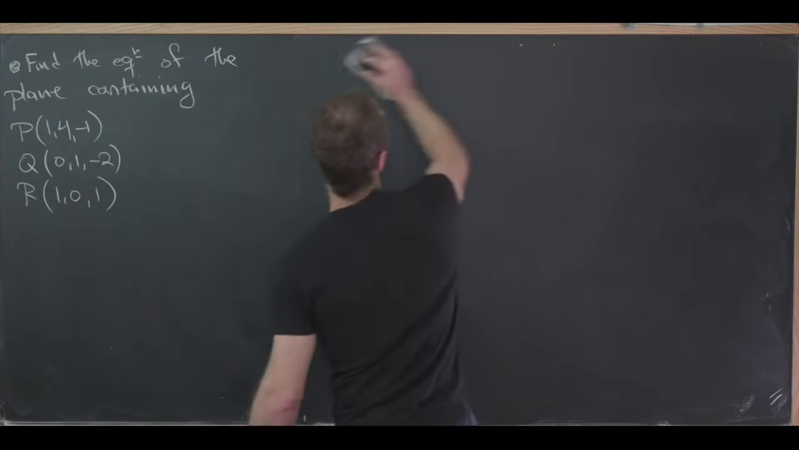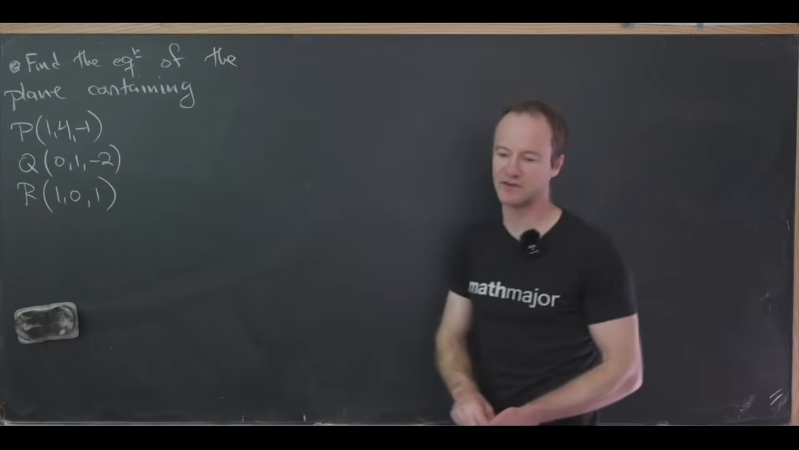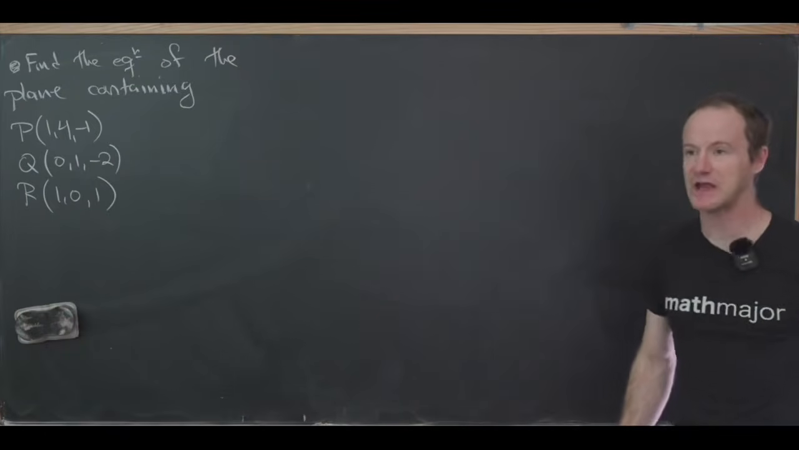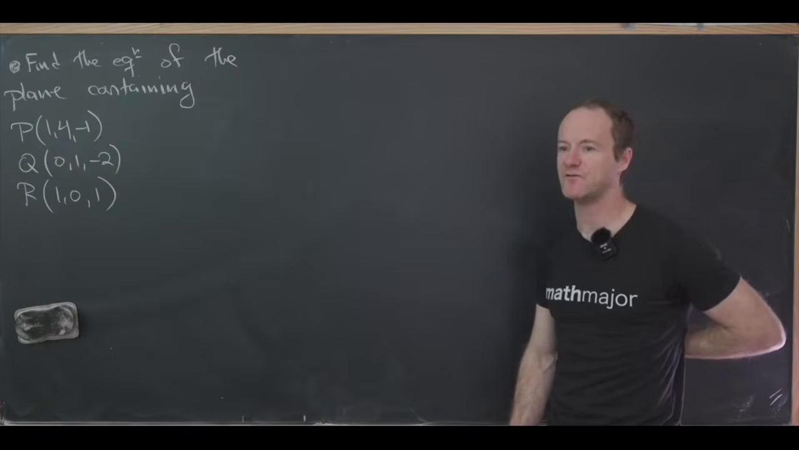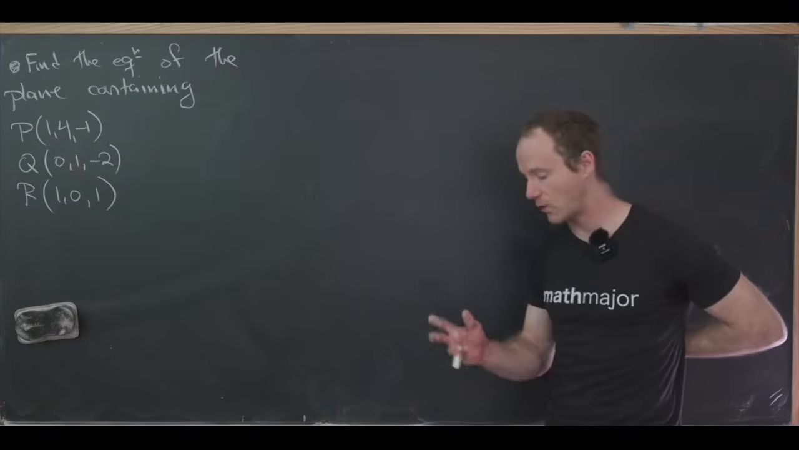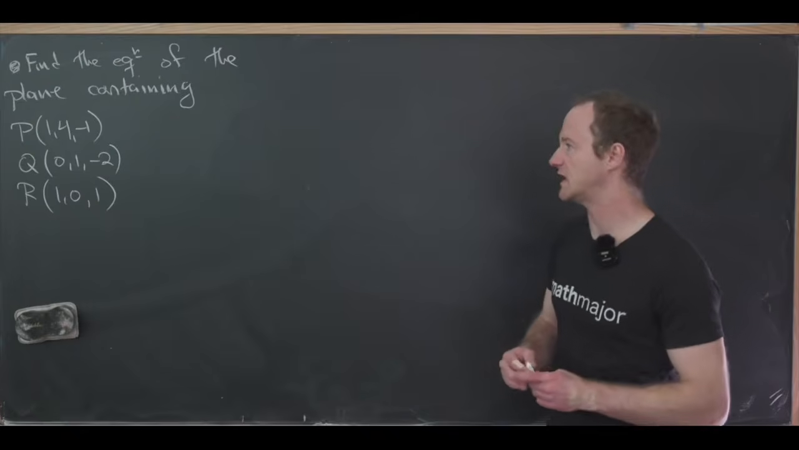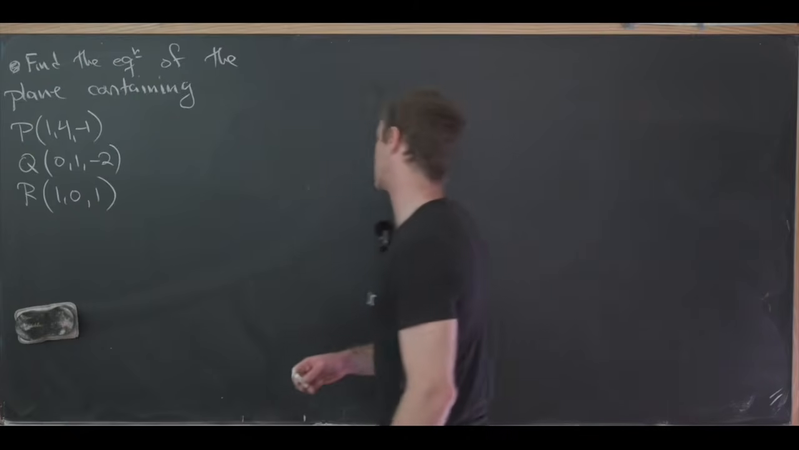Okay, so if you recall, the classic information given to find the equation of a plane is a point on the plane, and you also need a vector which is normal to the plane. We're given 3 points, so hopefully we can derive a vector which is normal to the plane.